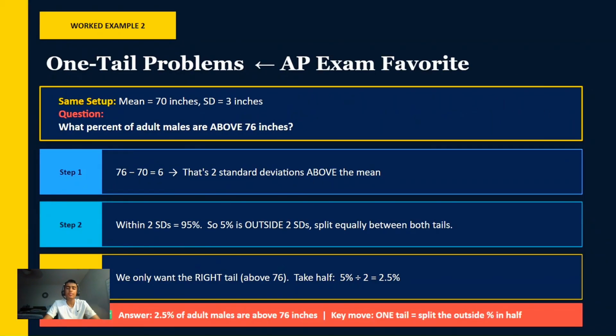Same setup, but heights are normally distributed with a mean of 70 and a standard deviation of 3. Now here's the question. What percent of adult males are above 76 inches? I'll give you a second to solve it.